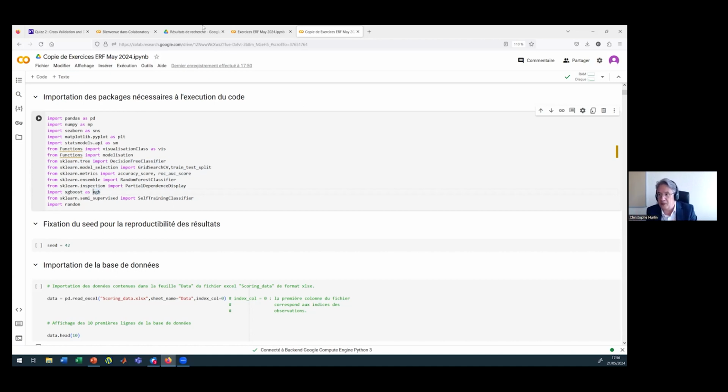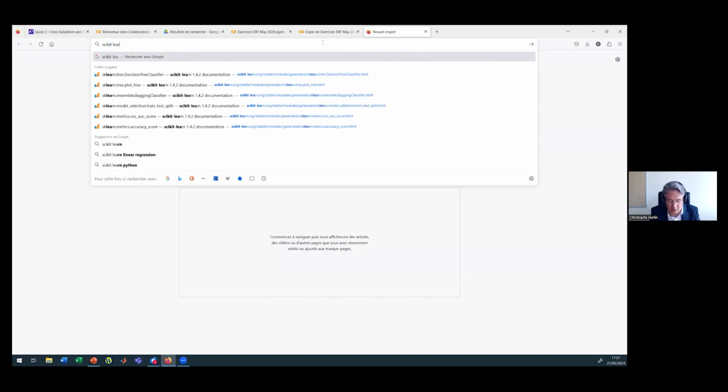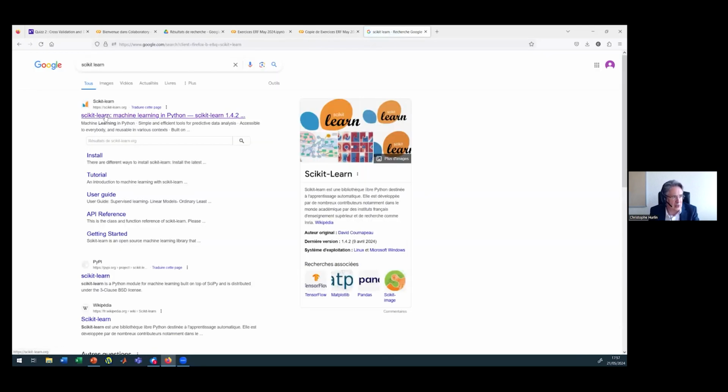So this is this type of environment, and then I can run this part, and there is no particular message except on the left. This part of the code ran in 3 seconds, just to say there is no problem, there is no message. It just imports some packages. The main package that we will use is scikit-learn, and scikit-learn is a package to do machine learning in Python.